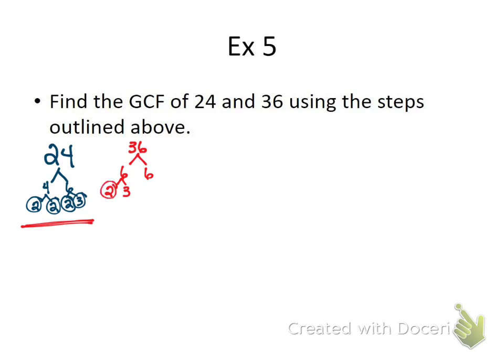Prime, so I circle it. What about for 3? It's going to be a prime number. It's going to be a dead end because it only has 2 factors, so I circle it. Well, then we already know for my other 6, the 2 factors of 6 are 2 and 3, so I circle them.